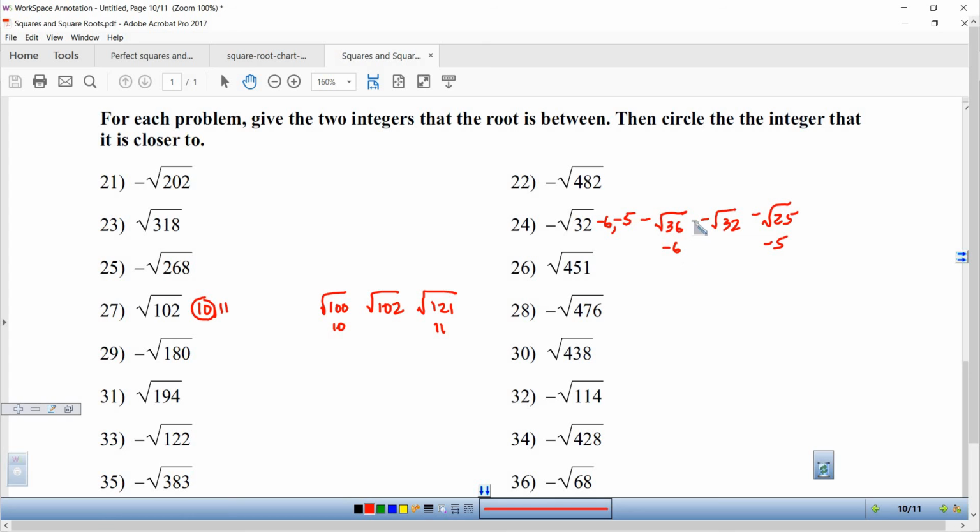Now, which one is it closer to? Well, from there to there, that's a difference of 4. And from there to there, that's a difference of 7. So which one is it closer to? It's closer to negative 6.